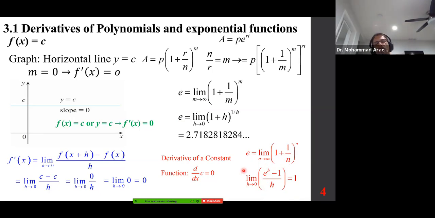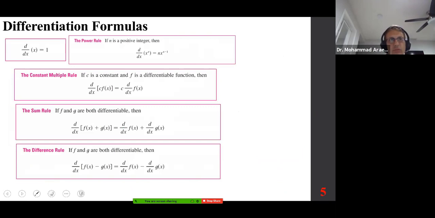The limit of 1 plus 1 over n to the power of n as n approaches infinity, or the limit of e to the power of h minus 1 over h as h approaches 0 equals 1. So both of them, this one we had in algebra, this one we have in calculus, and we will look at it later in class. We will look at the proof in a moment.